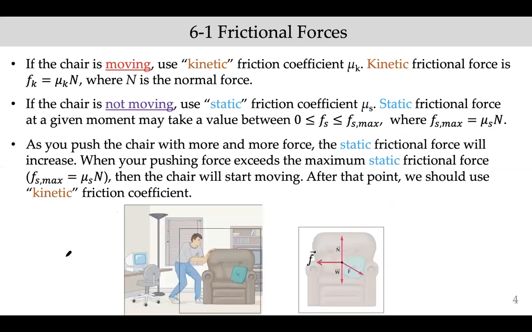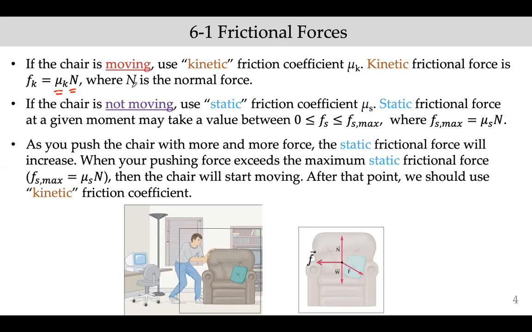Okay, so here, if the chair is moving, then what should we use? Well, moving means kinetic, right? If the chair is moving, we have to use kinetic frictional force. Someone is pushing the chair. Kinetic friction force, what is the formula for it? It's the normal force times the kinetic friction coefficient.